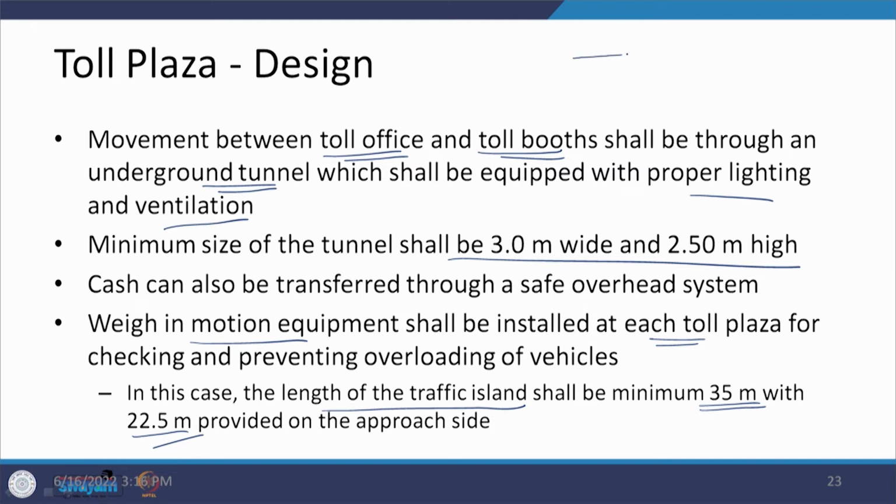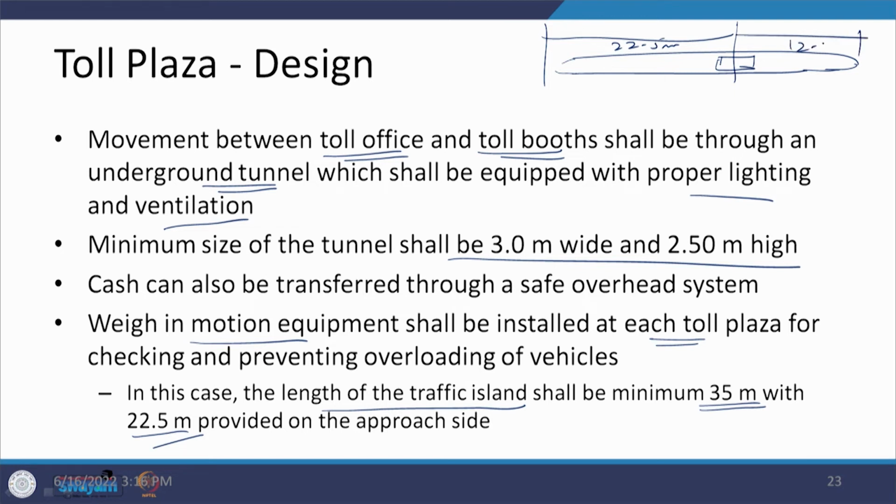So, if we have the median like this, and there is a toll booth being provided this way. So, this is what we are saying, this is 22.5 meters, and this is going to be 12.5 meters. So, total is 35 meters, and when the vehicle comes here at this location, the weighing bridge is going to be provided.